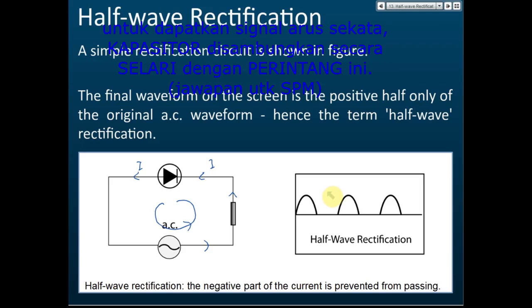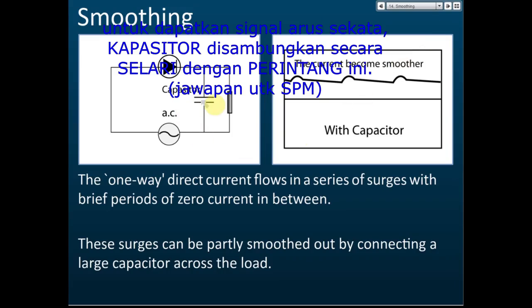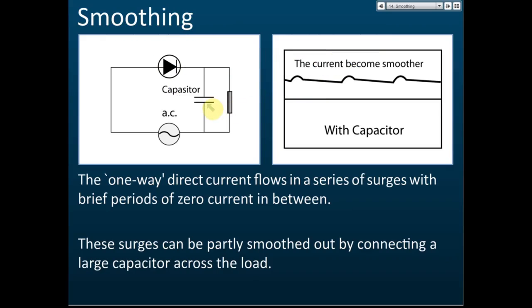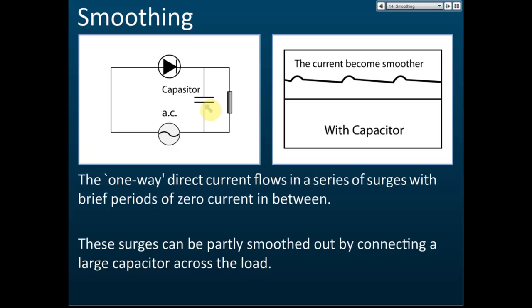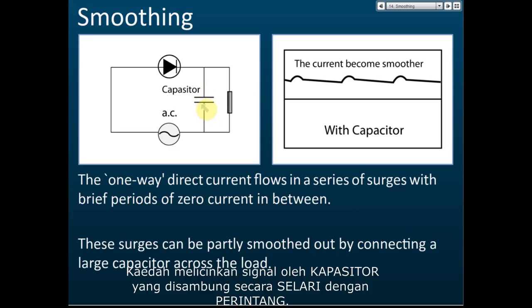Okay, and how to do that? We connect a capacitor to this resistor here. What's the function of a capacitor? It is to keep charge, or to store charge, right? Yes, to store charge. That's correct. Okay, let's see what happens if you have a capacitor connected parallel to this resistor.